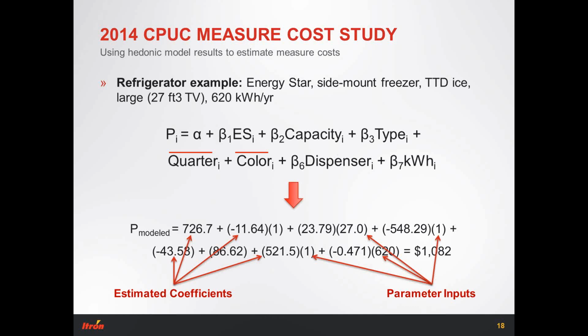And it's really this simple. After you've estimated the models, you can really just plug and play. The average price for this particular configuration is estimated to be around $1,000. You do the same thing for a baseline unit, take the difference between the two, there's your incremental cost. So you can see how the flexibility is really quite obvious in this approach.